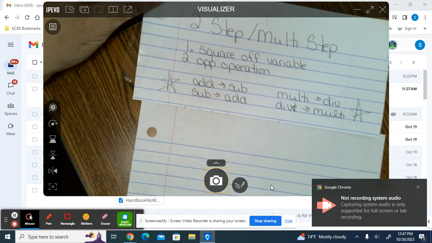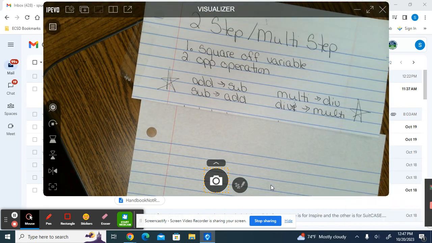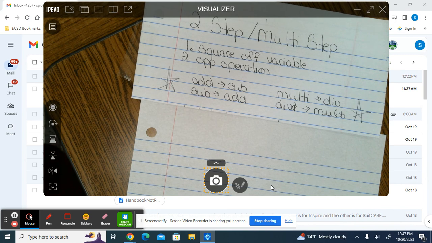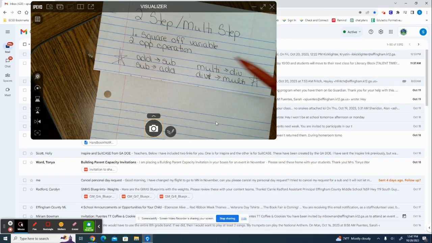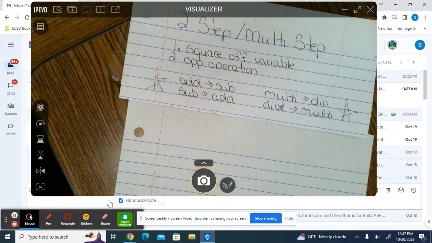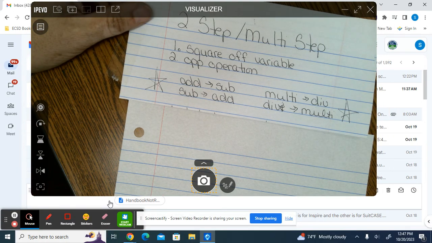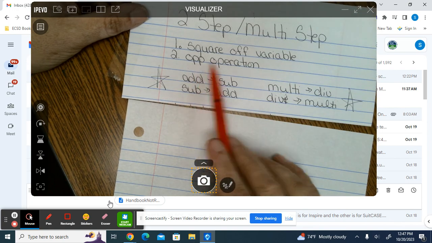So today we're going to talk about two-step multiplication equations. When we do this, everything still remains the same. We are squaring off a variable and then doing the opposites.